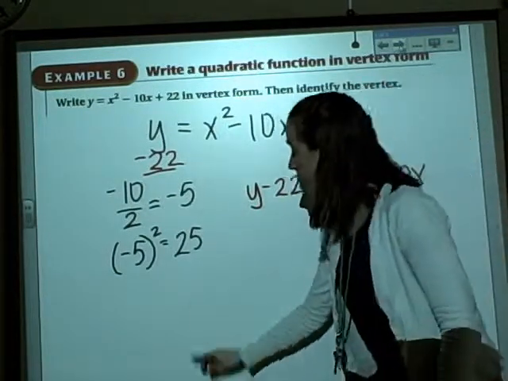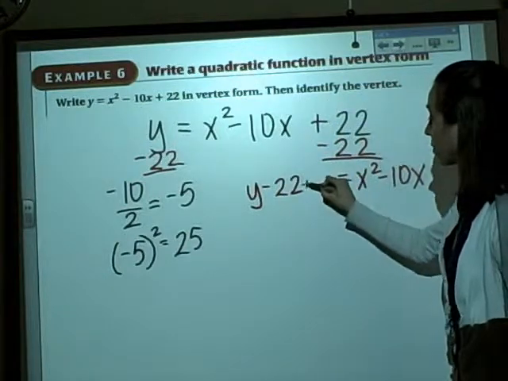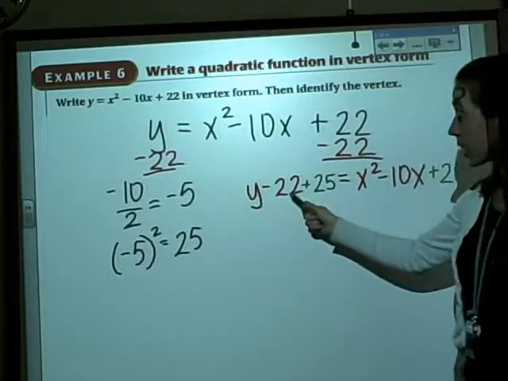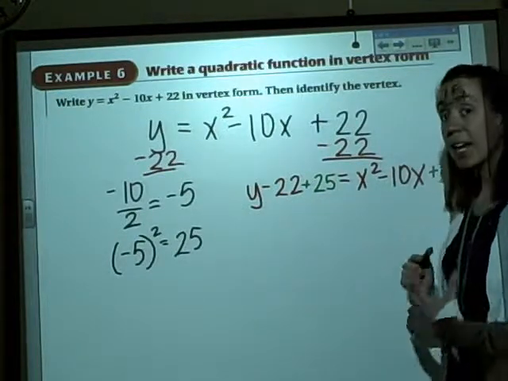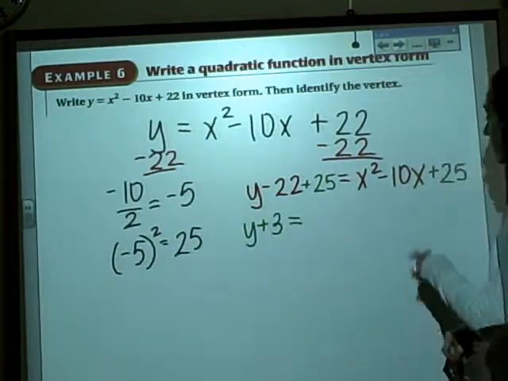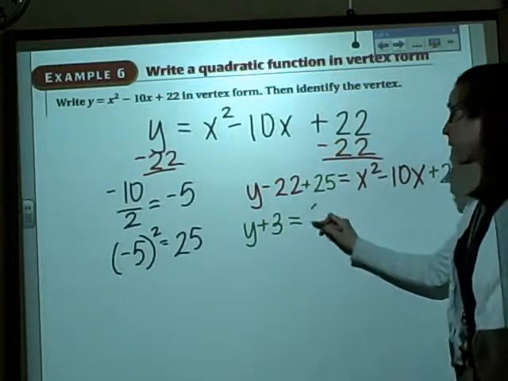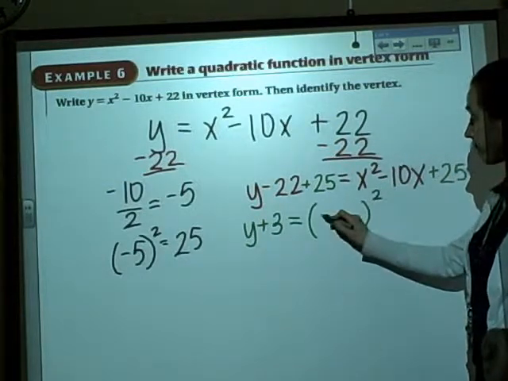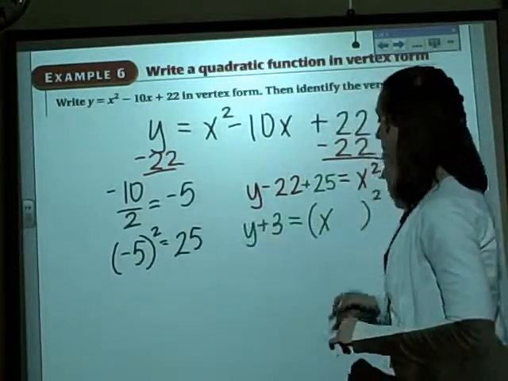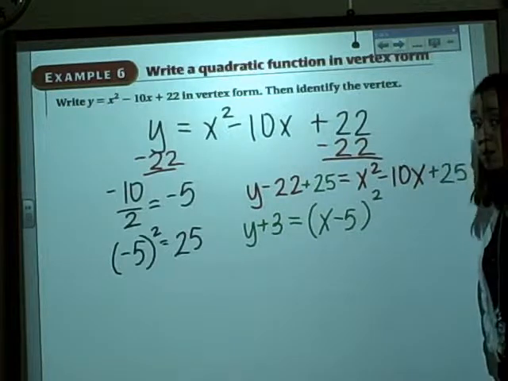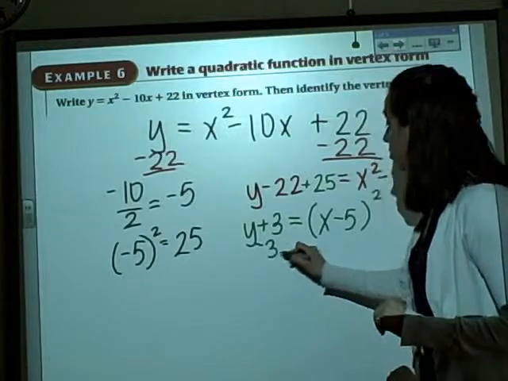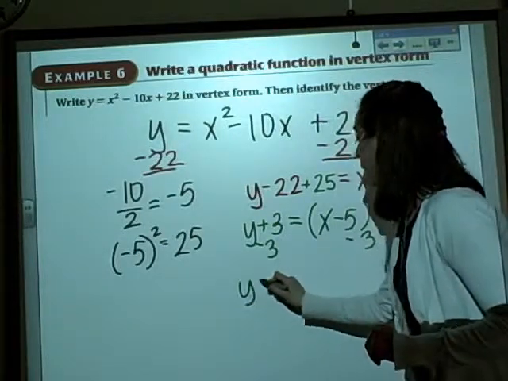Now we're ready to take that 25 and add it to both sides so I can complete the square. Negative 22 and positive 25 I can combine. So that leaves me with y plus 3 equals, now we have a perfect square. I can put that in my pattern. When I took my b value and cut it in half, I was left with a negative 5. So that's what goes in my parentheses. Very last step is to solve for y. So we're going to move that 3 back to where it belongs.